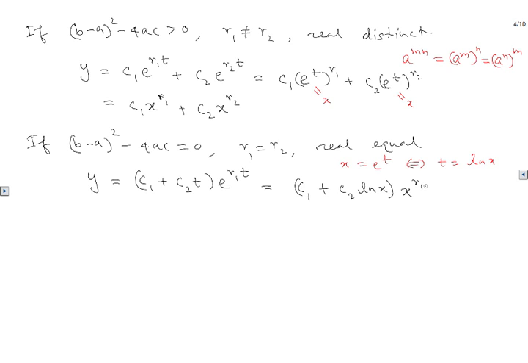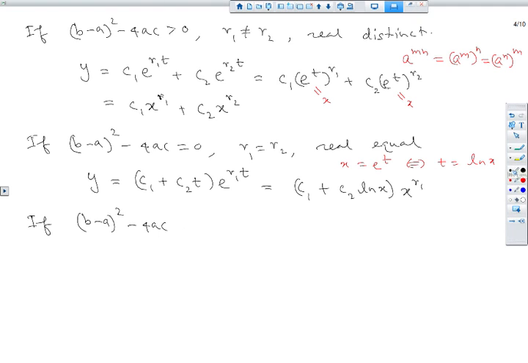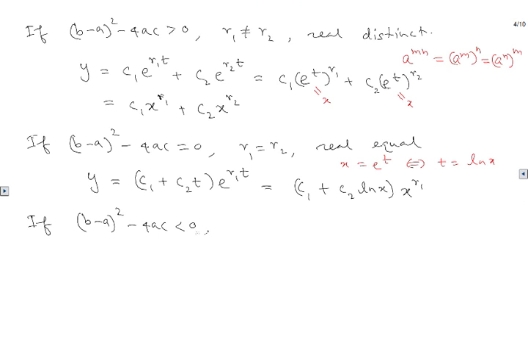So the third case: if b minus a squared minus 4ac is negative, then your r is going to be alpha plus or minus i beta. That's how the solution looks. So you have the complex conjugate situation.